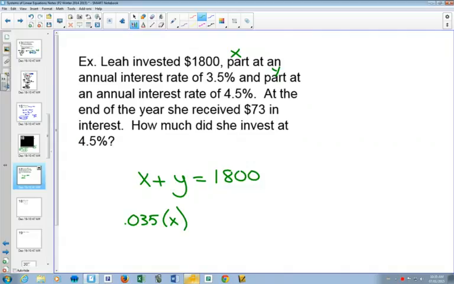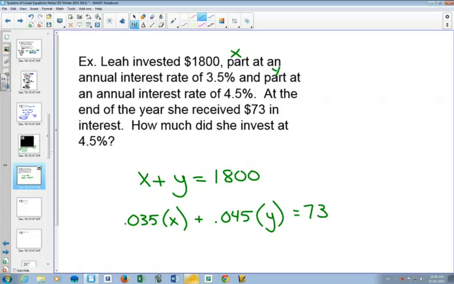And the other part, you would get decimal 0.045, because it's 4.5% interest, times y. And those two interests together equals $73. So we read the question and have to figure it out.